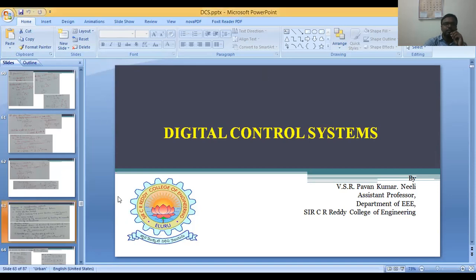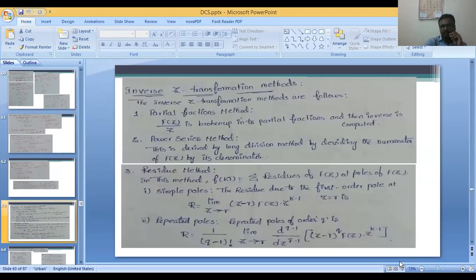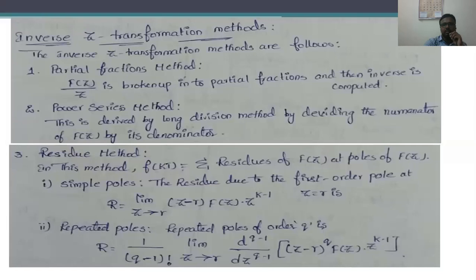Okay, so for today's class we are going for the next topic in the second unit. So that is inverse Z transformation. Okay, these methods are very similar to the Z transformation methods itself. In case of the Z transformation methods, we have only the two types. One is the partial fraction method and the second one is residue method.